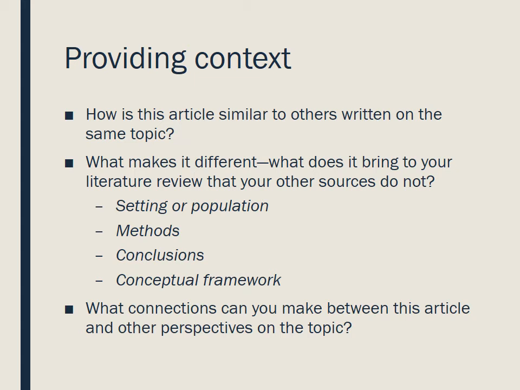Think about how this article is similar to or different from other articles written on the same topic. What makes it different? What does it bring to your annotated bibliography that your other sources don't? This could be investigating a question within a particular setting or population, using a methodology that you haven't found elsewhere in the literature. Maybe they've come to different conclusions than other articles have, or maybe they're investigating a question in the context of a particular conceptual or theoretical framework. Think about what connections you can make between this article and other perspectives on the topic.